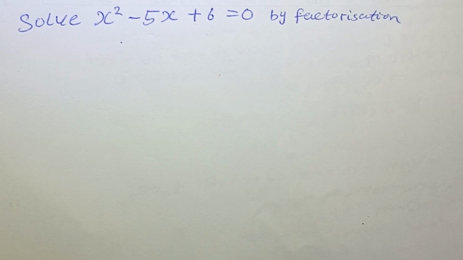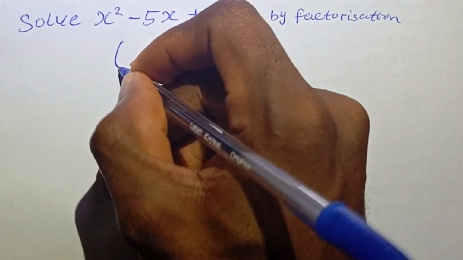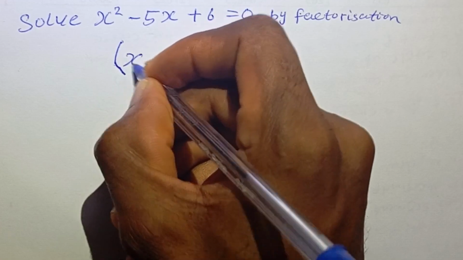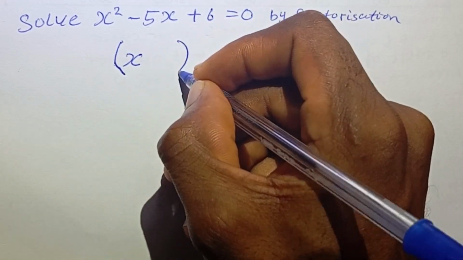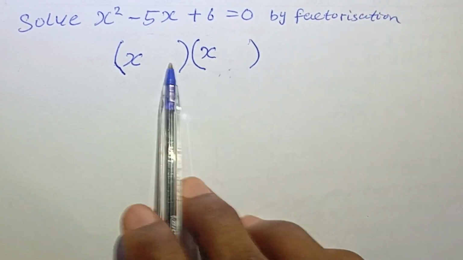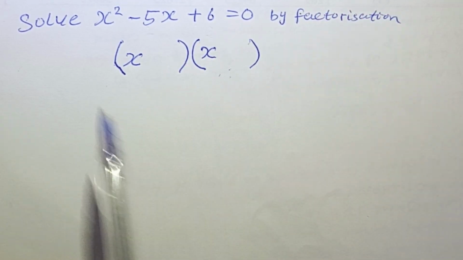Don't waste time. Firstly, you open a bracket and keep. You put x and close that bracket. Open another bracket, put x and close it. We always have what? Two factors.